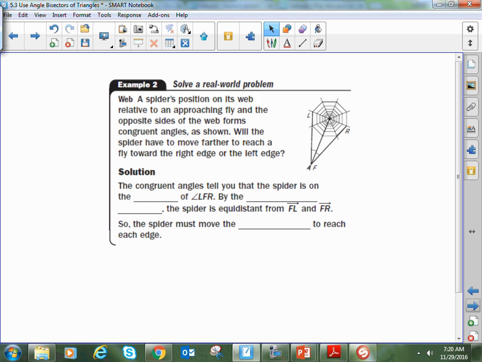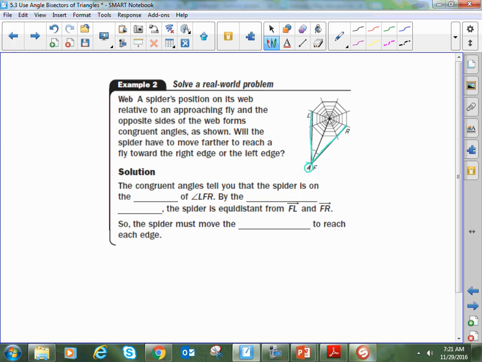Here in example 2, even though it says this is a real-world problem, this is a very kind of odd question in my opinion. I get the idea what they're going for with it. So here we have a spider web. And the fly, which looks like an A, but here's the fly, is flying towards the spider web. So he can go this way, or he can go that way. You can go left or you can go right. But say he's going to get trapped in the spider web.